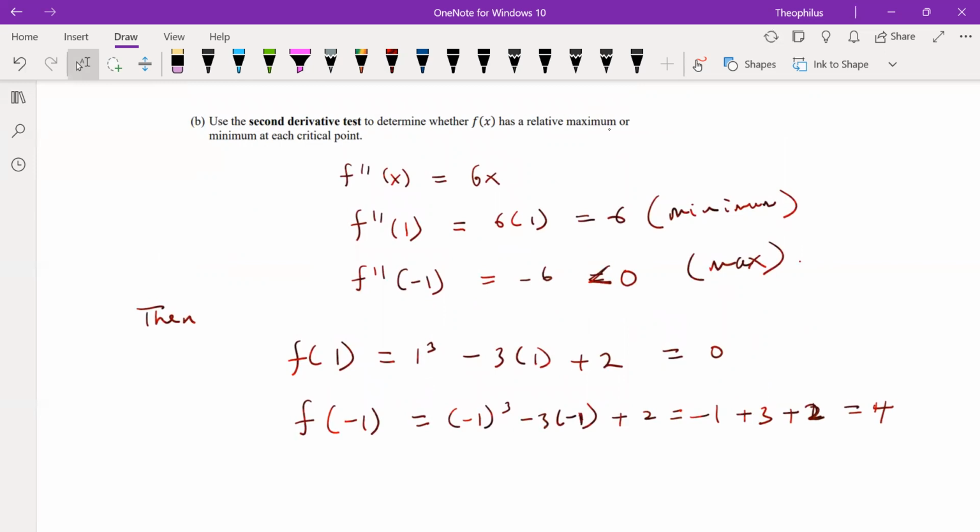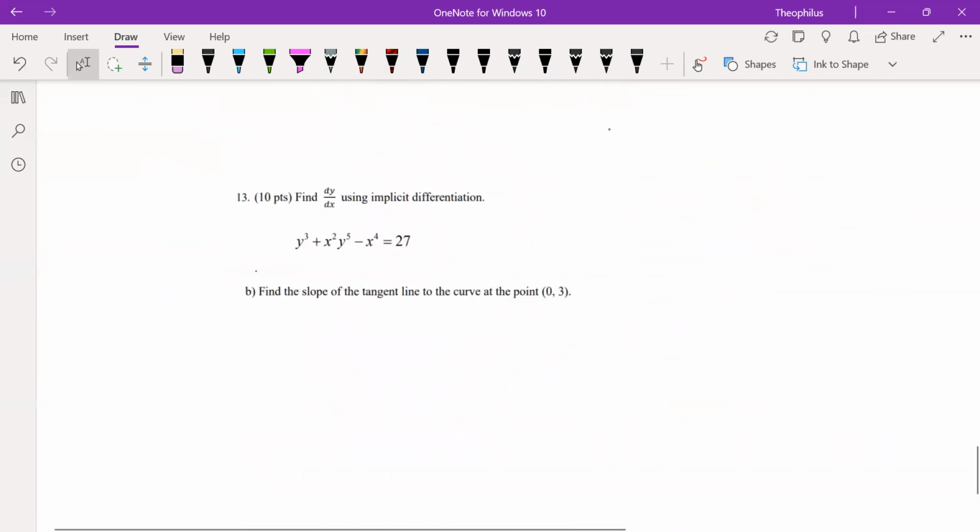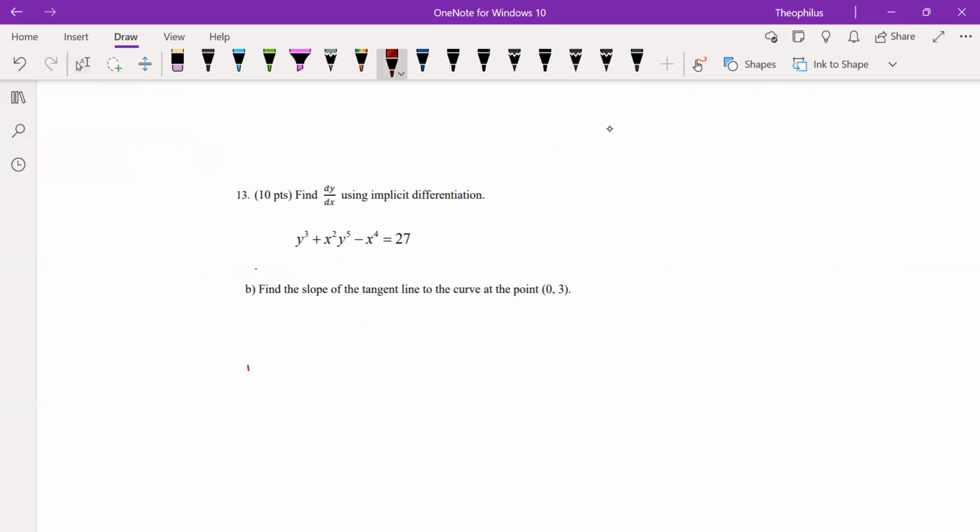And I believe at this point, everybody is getting it. Now, implicit functions: this is another interesting problem that I think we should try to understand, and it is another area that I believe everybody should understand. We're given y to the power 3 plus x squared y to the power 4 minus x to the power 4 equal to 27.